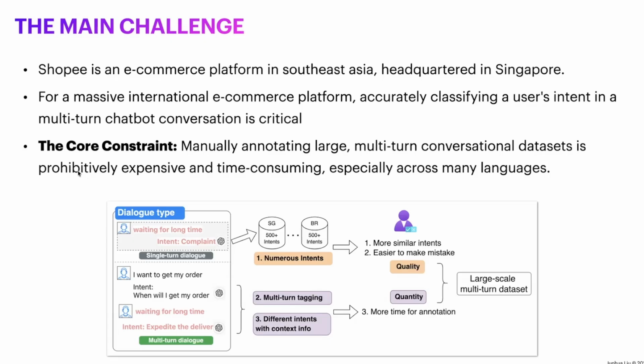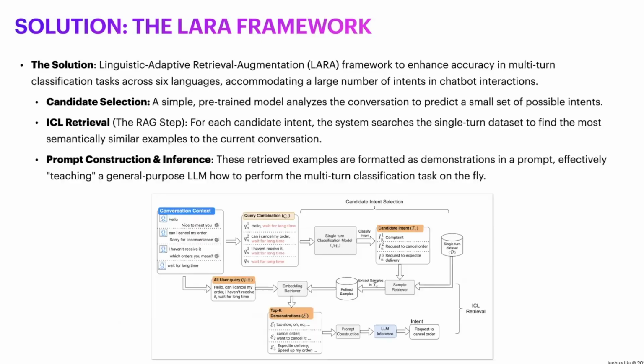This is actually the core challenge. The core challenge is not to just use RAG to generate a response, but to actually find out what the user wants before generating a response or a call to action. The solution here is this notion of LARA. LARA stands for Linguistic Adaptive Retrieval Augmentation. This framework is designed to enhance the accuracy in multi-turn classification tasks across the six languages, accommodating a large number of intents in the chatbot interaction.